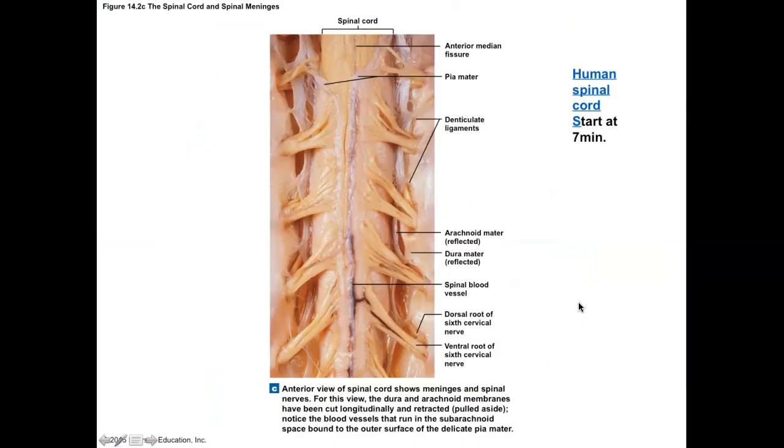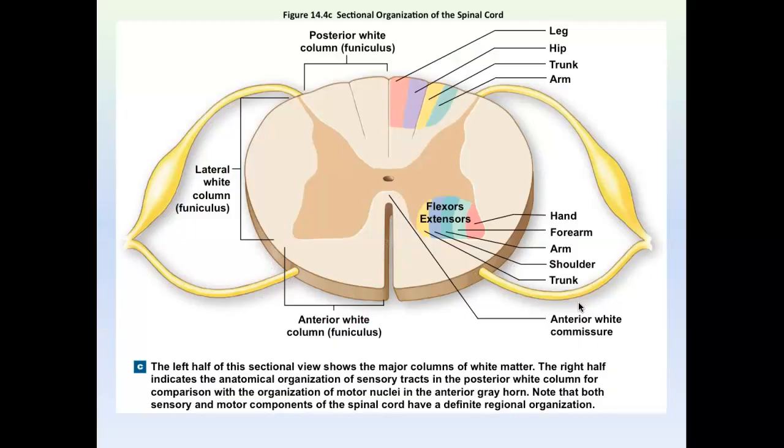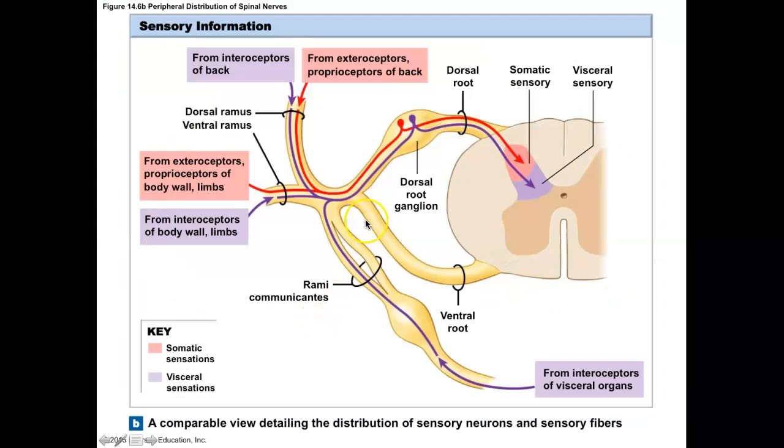Let's go back to our initial image here. We're going to have some kind of sensation coming from the back of your body. When that sensation comes in, if it's coming from the back of your body, it's going to come in from the dorsal ramus. If it's coming from the front of your body, it's going to be coming from the ventral ramus.